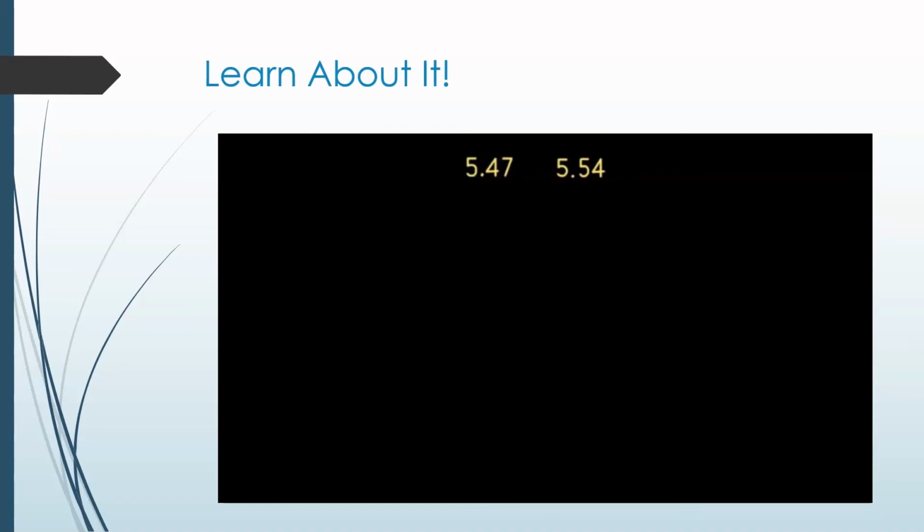Another way to compare is to start at the left of each number. Compare each place value. Look for the place where the digits are different. In these two numbers, the first place the digits are different is in the tenths place. 4 tenths is less than 5 tenths. Therefore, 5 and 47 hundredths is less than 5 and 54 hundredths.